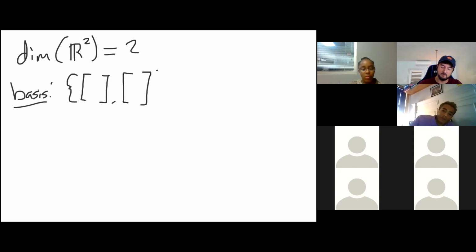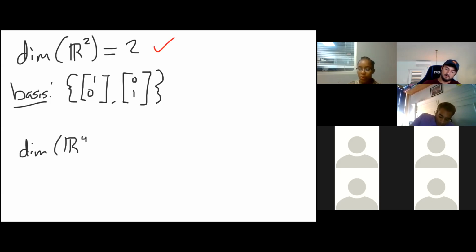So what would be a nice, easy basis for R2? What 2 vectors? 1, 0, 0, 1. Yep, perfect. That is a basis for R2. These are linearly independent, and they'll be able to recreate anything in R2. So yeah, this has dimension 2. I'm not going to ask you to write me a basis for this one. What do you think the dimension of R4 is?